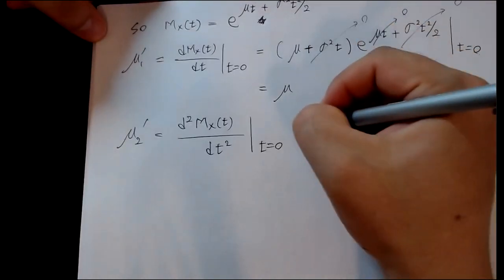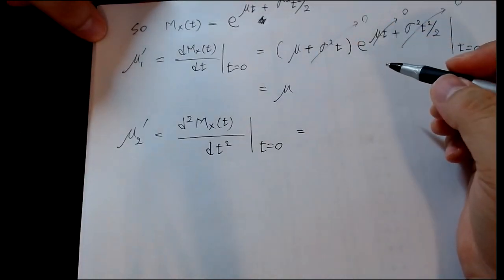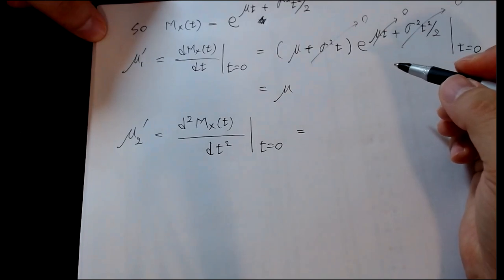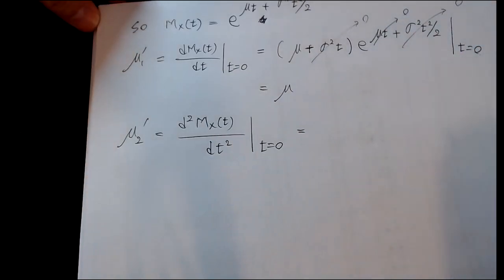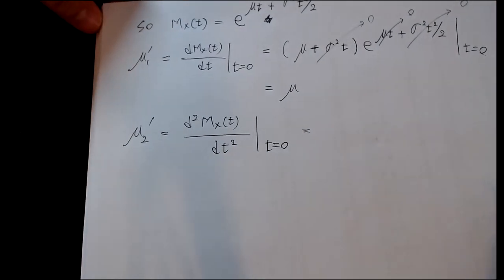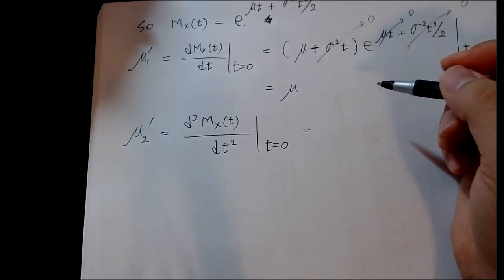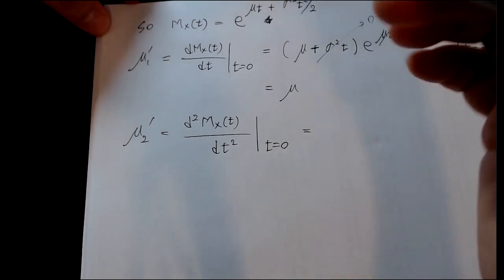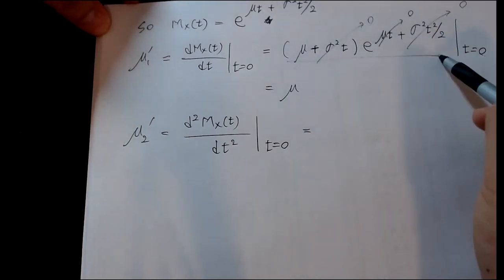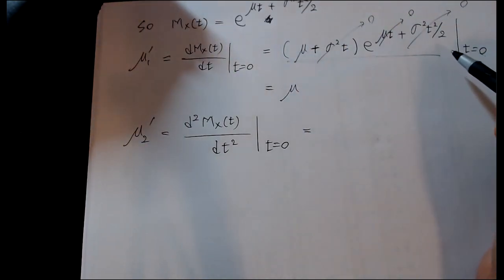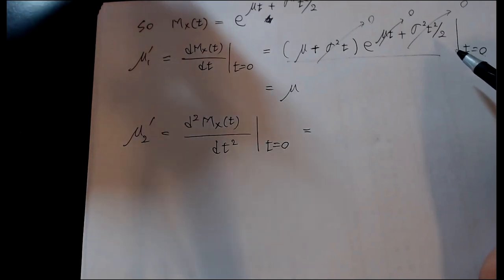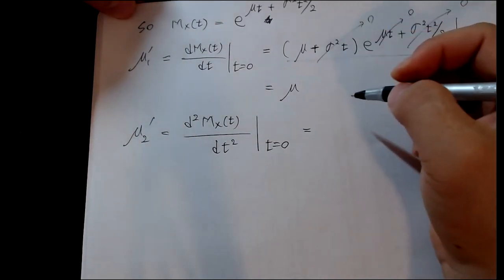So now this is equal to... So now mu1 prime, we're going to take a derivative of this one with respect to t once again, because this is the first derivative of the MGF. So we take a derivative of it one more time. That's going to be the second derivative, right?